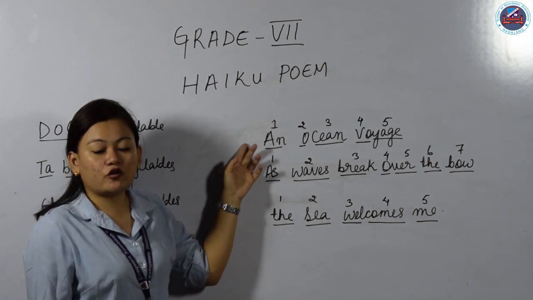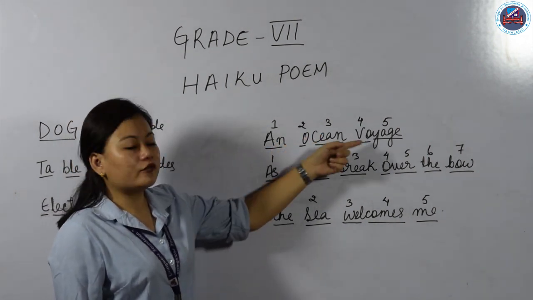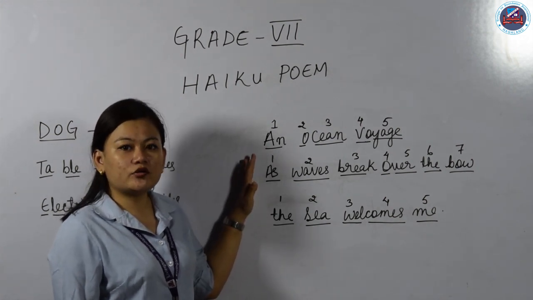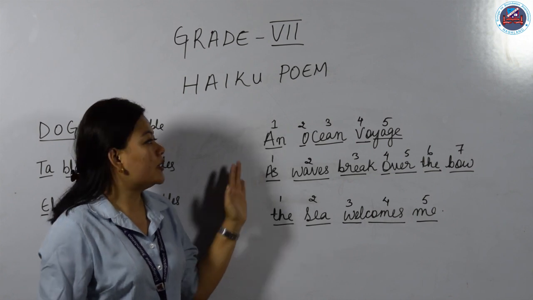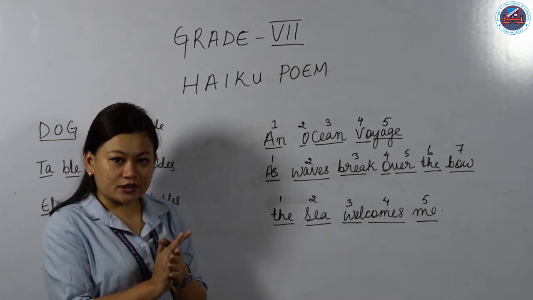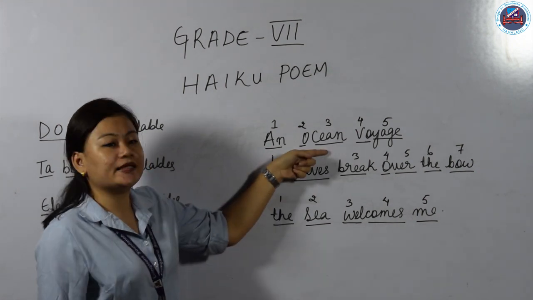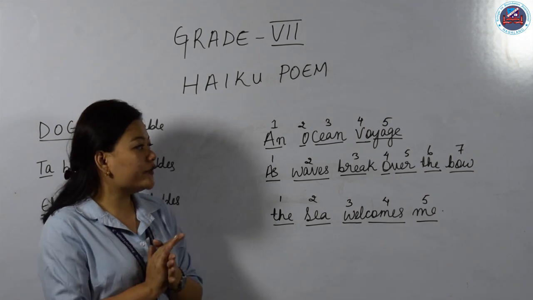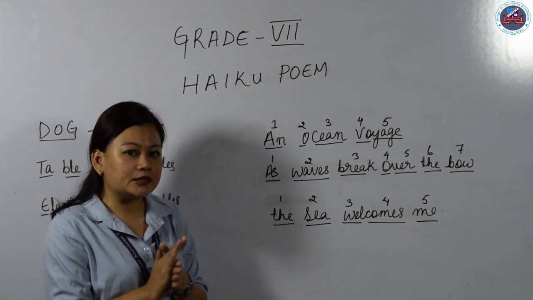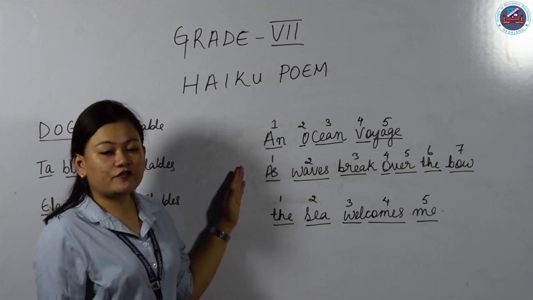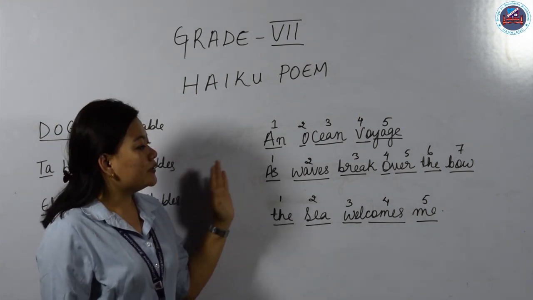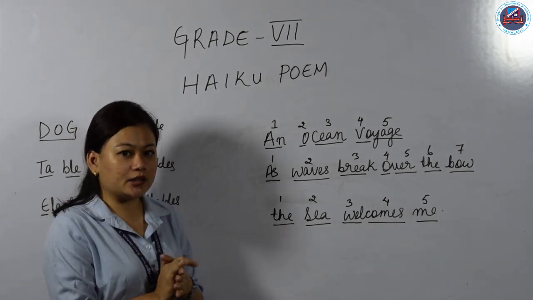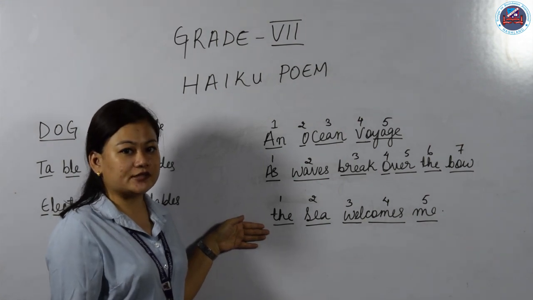Now let us check if this poem fulfills the haiku syllable criteria. As you can see, I have already numbered the syllables on top of the lines. Let us read the poem, emphasizing the number of syllables by clapping our hands. An ocean voyage, which means that it has 5 syllables in the first line. Now the second line. As waves break over the bow. Here you will find that it has 7 syllables. Now the final, the last line. The sea welcomes me. Here again we have 5 syllables.